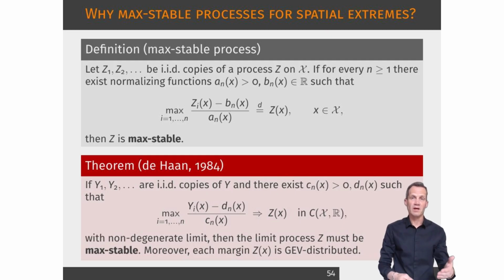The theorem by de Haan gives the fundamental motivation. If normalized pointwise maxima of independent random processes converge to a non-degenerate limit in a space of continuous functions, then this limit must be a max stable process. Moreover, each marginal distribution of the limiting process is a GEV distribution. So the univariate theory remains present at each point. But the process also contains the dependence structure linking the extremes across space.